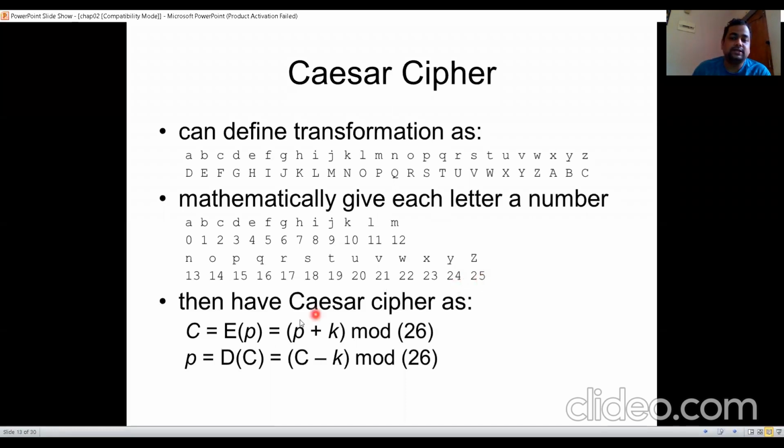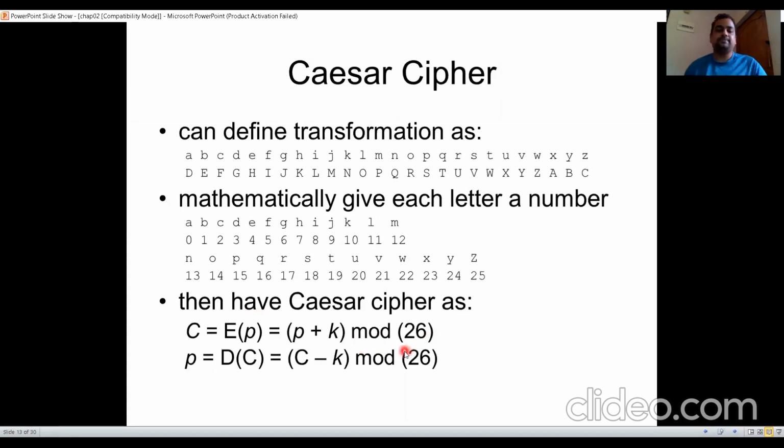What is the algorithm that can be used in the case of Caesar ciphers? As we know, the encryption algorithm gives a ciphertext C, which is the plain text, or the original text, plus the key. As in the previous example we discussed, the ciphertext E of P is P plus K mod 26. This is the encryption algorithm. How can you find the plain text from its ciphertext?